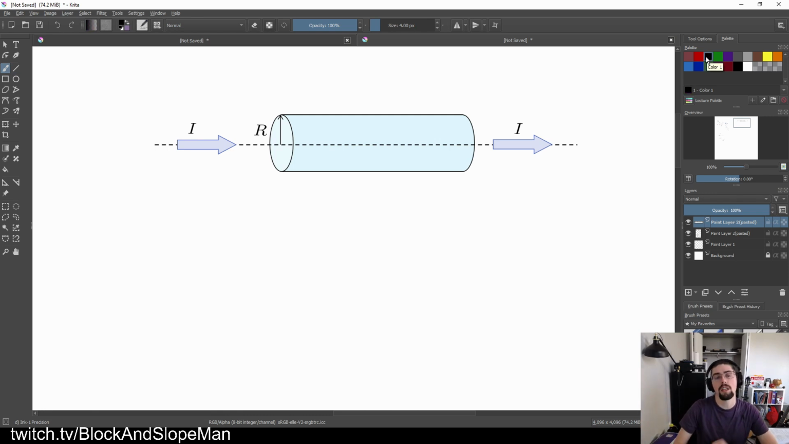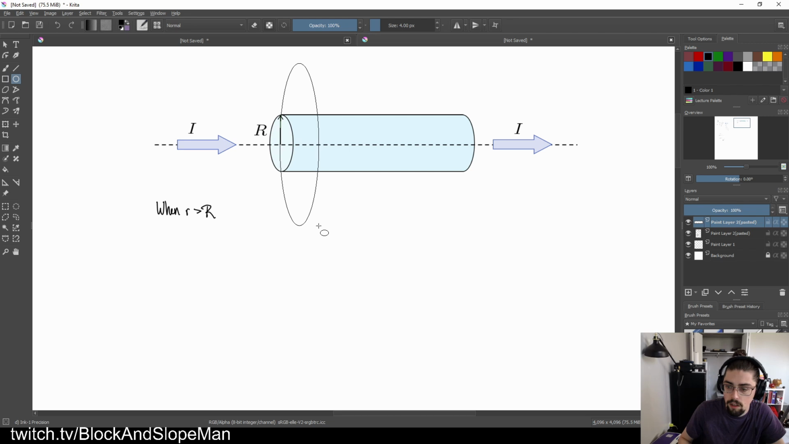What if we take the circumstance where we are looking where R is greater than r? And if you're listening only, that is probably very confusing. But we imagine some sort of loop like that, right? That's larger, that encompasses the entire wire.